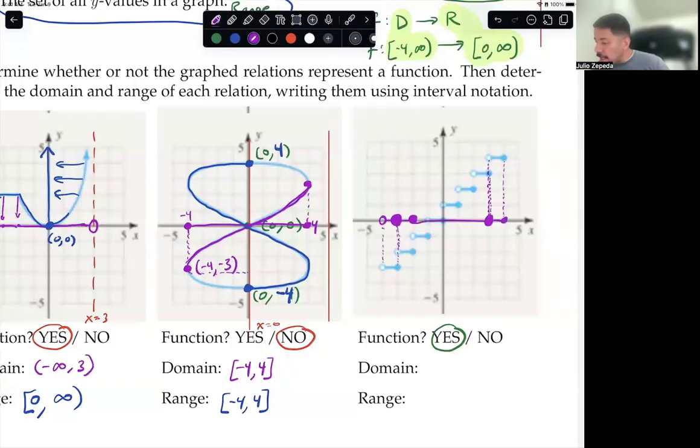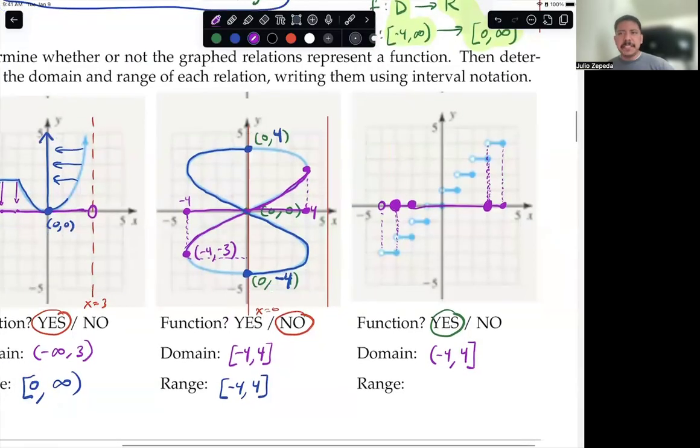So the domain, there is this one open circle way on the left that doesn't get covered, so it will be -4. Because it's an open circle, we use a round parenthesis, and then all the way up to +4, and that is a closed circle on the right-hand side, so we use a square bracket.